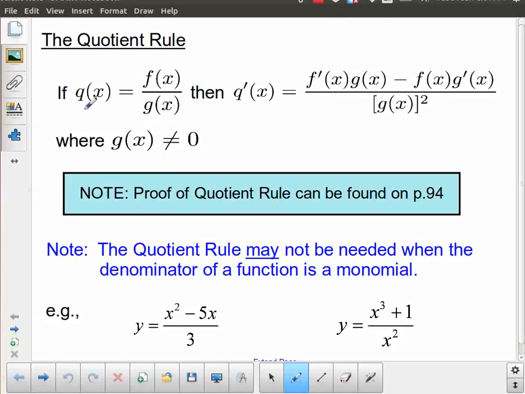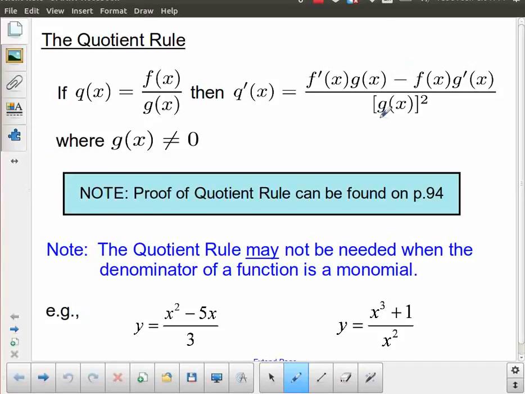So in this case, if I have written a quotient of two functions, f of x divided by g of x, then the derivative of that quotient, which I'm calling q prime of x, is equal to, and it's a rule that you want to commit to memory if at all possible. It is the derivative of the first times the second minus, this time, if you're remembering the product rule, we had a plus here. So now it's the derivative of the first times the second minus the first times the derivative of the second. So that's very similar to the product rule except for the subtraction.